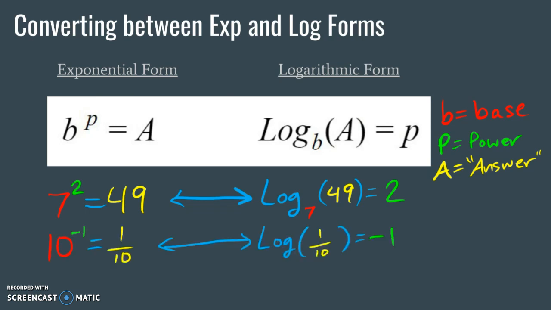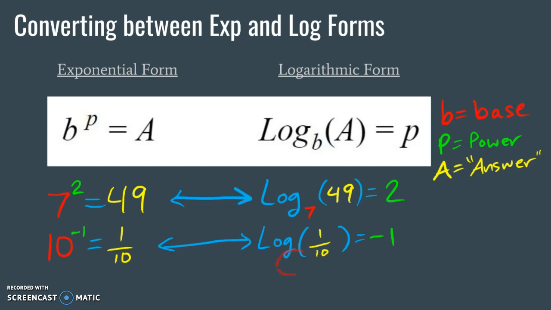In this second example, we have 10 raised to the negative first power, and a negative exponent creates a reciprocal. So 10 to the first power just stays 10, but 10 to the negative first power becomes 1/10, which gives us this logarithm.